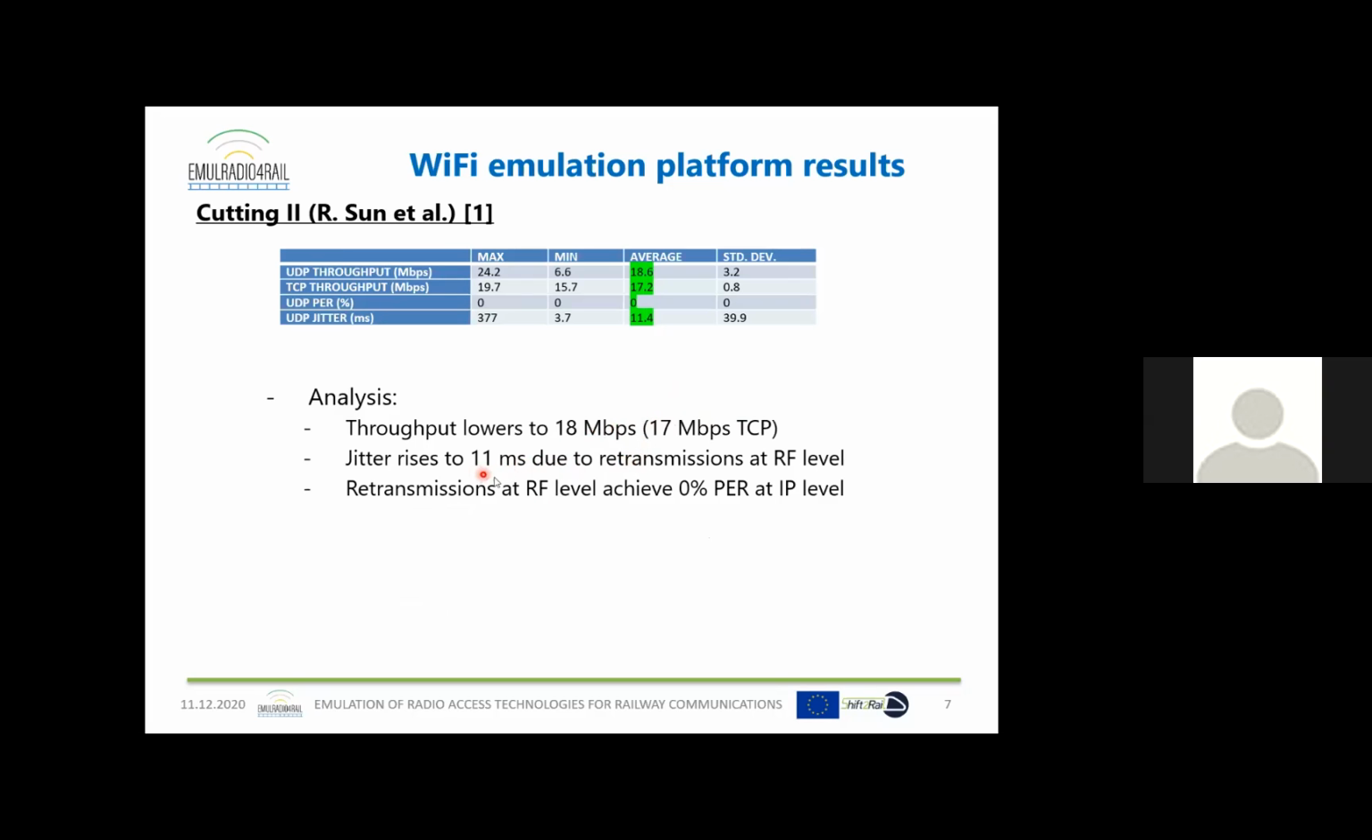The jitter rises a little bit, and that's because there are retransmissions at RF level. Even if at IP level we cannot see them, at RF level the Wi-Fi stack takes charge of missed packets. So what it does is make its retransmission. So that's why the jitter rises. But these retransmissions also make the packet error rate remain at 0.